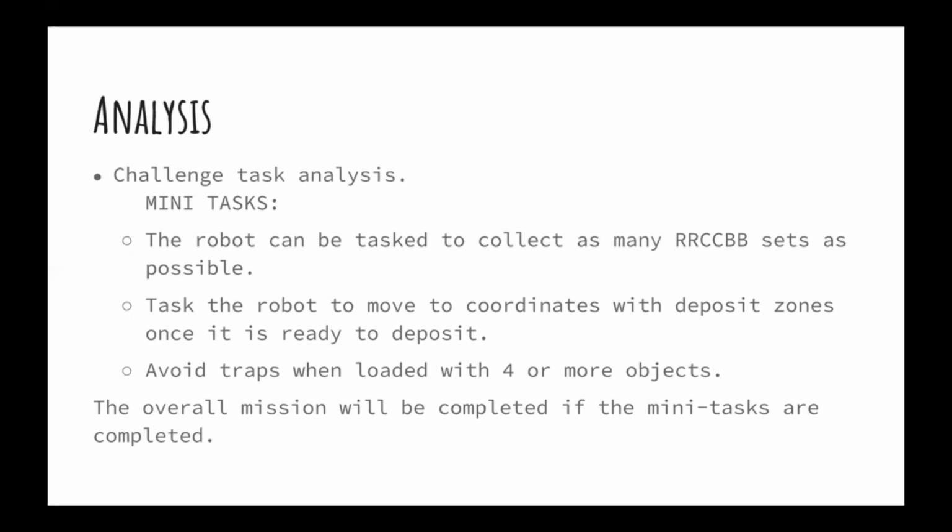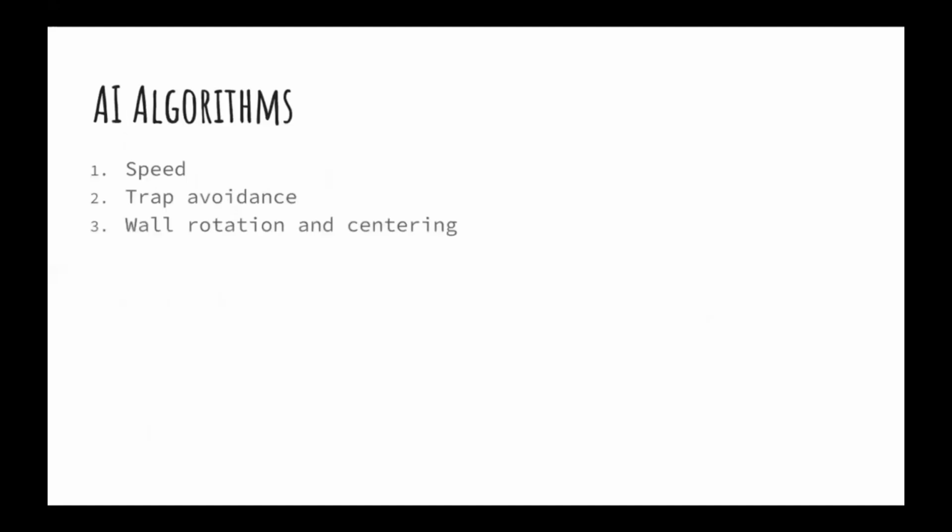Challenge task analysis. The task can be broken down into a few mini tasks. For example, the robot can be tasked to collect as many RRCCBB sets as possible. It can also be tasked to move to coordinates to the deposit zones once it is ready to deposit. It can also avoid traps when loaded with four or more objects. The overall mission will be completed if the mini tasks are completed.